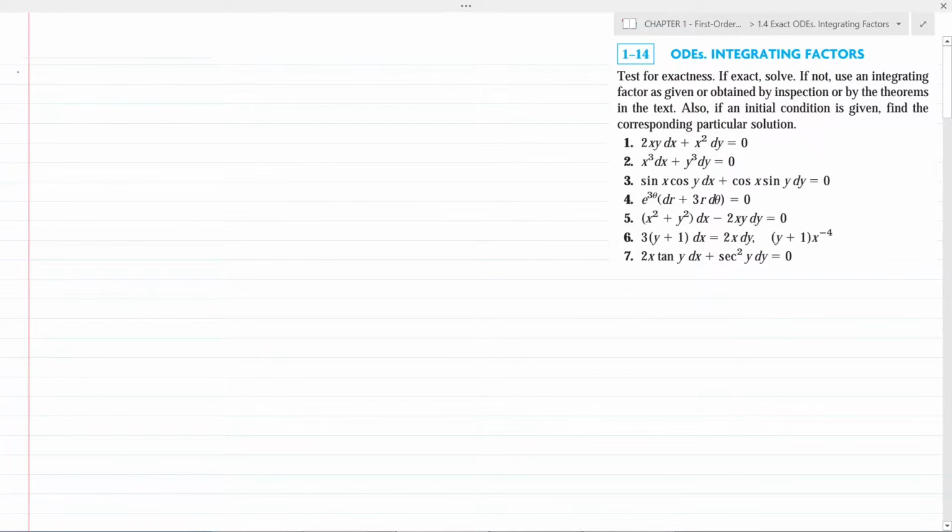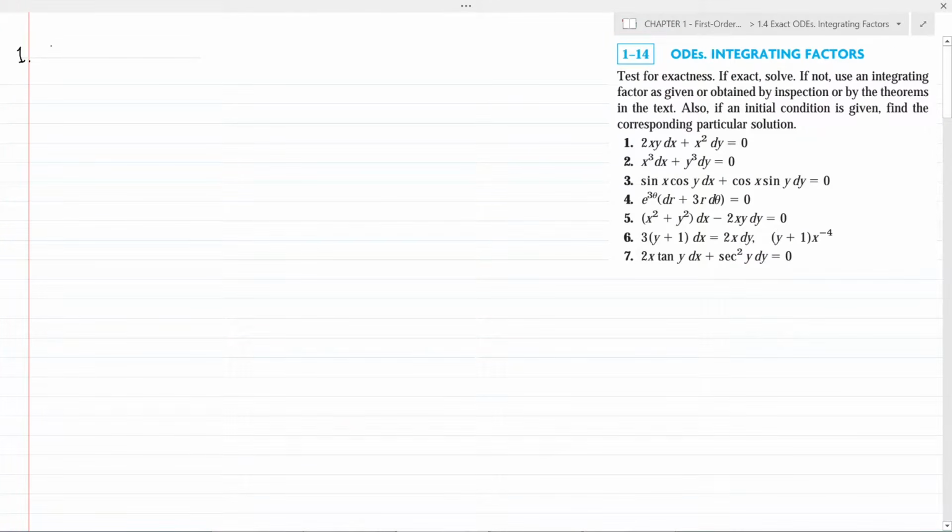For questions 1 to 14, the statement of the question is: test for exactness. If exact, solve. If not, use an integrating factor as given or obtained by inspection or by the theorems in the text. Also, if an initial condition is given, find the corresponding particular solution.